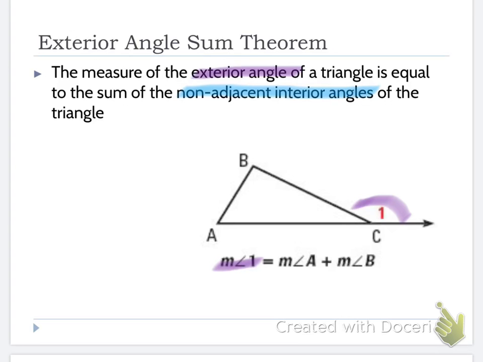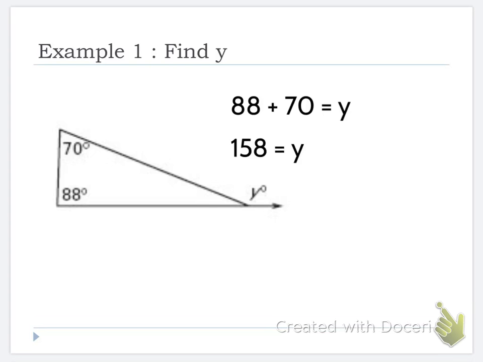So here, angle C is touching angle 1, so that is not considered non-adjacent. What is considered non-adjacent here would be angle B and angle A. So the measure of angle 1 is equal to the measure of angle A plus the measure of angle B. This is the theorem that we're going to use to solve our problems for this week. So let's go ahead and look at some examples.